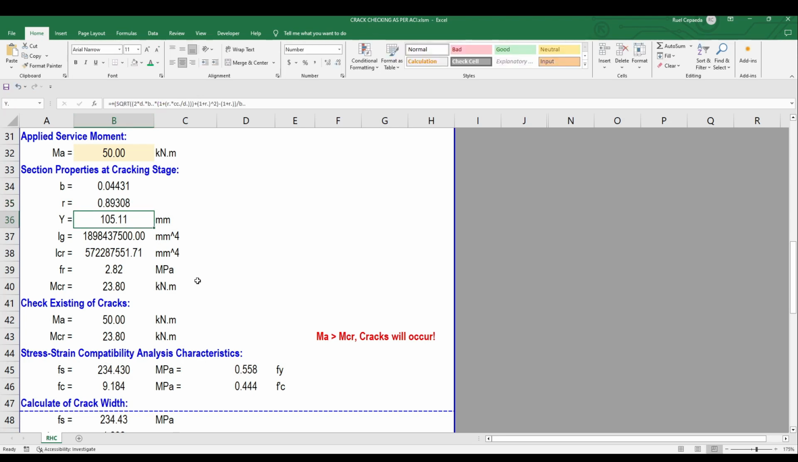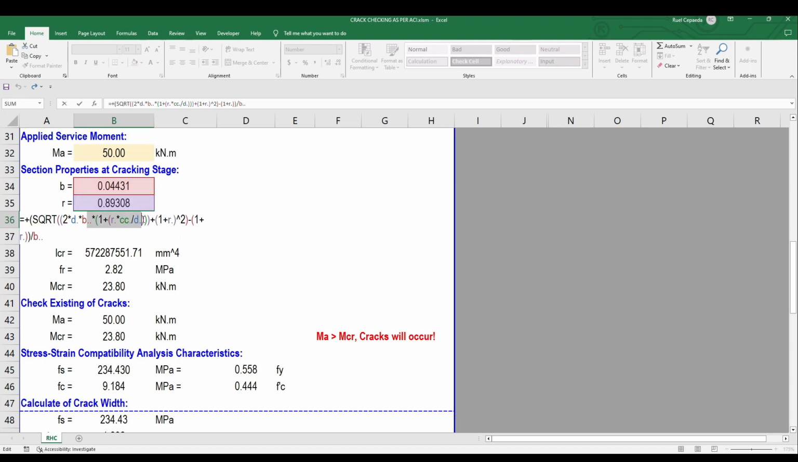Then our Y is the neutral axis depth. To get that, it is the square root of 2 times d, the effective depth, times the quantity we computed here, 1 plus the quantity R times Cc times d, plus 1 plus R, the square, minus the quantity 1 plus R.